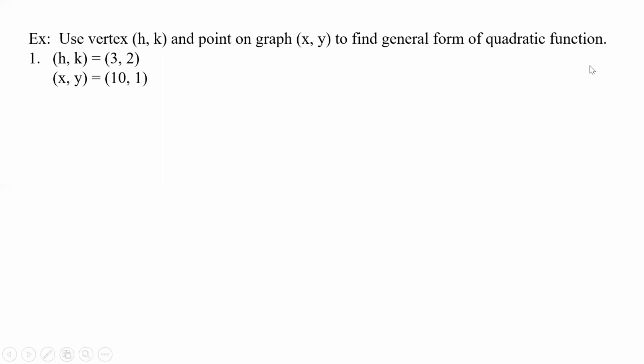All right, so here again, we use our vertex and a point on a graph to find the general form of the quadratic function. First we'll find the standard form. We'll go ahead and multiply it all out, and then we'll get our general form. So what do we know?